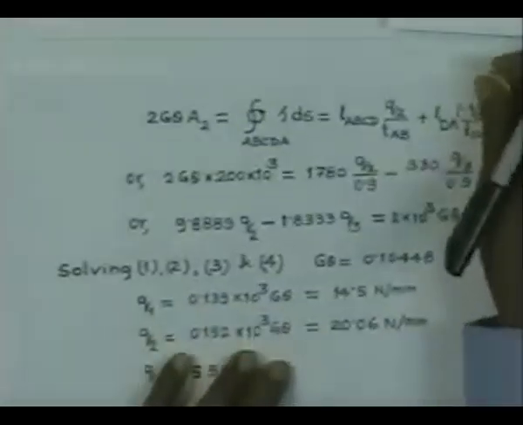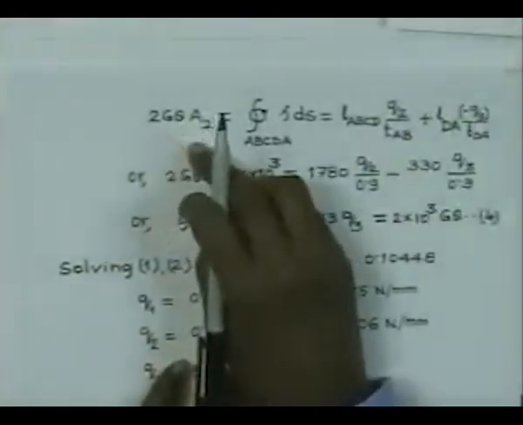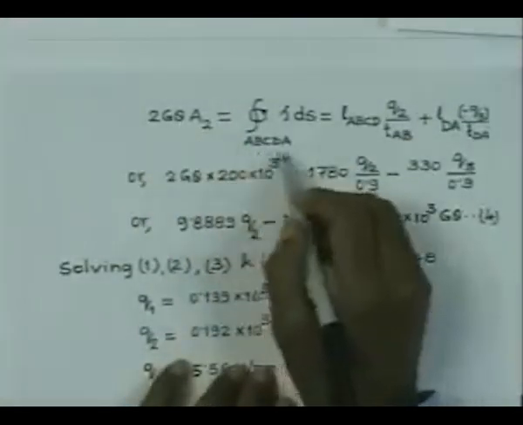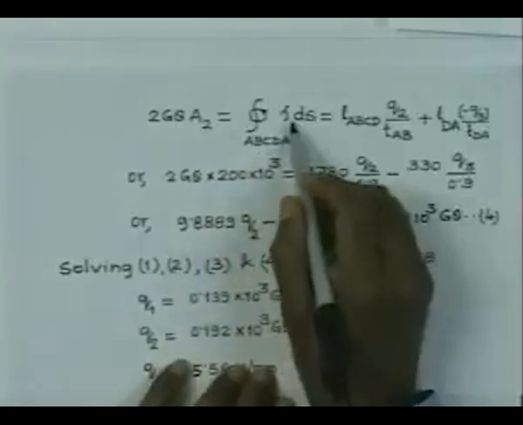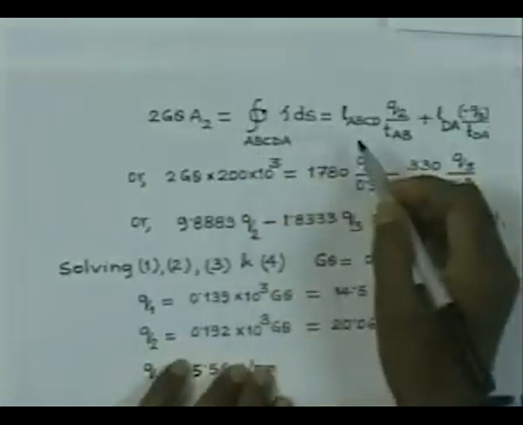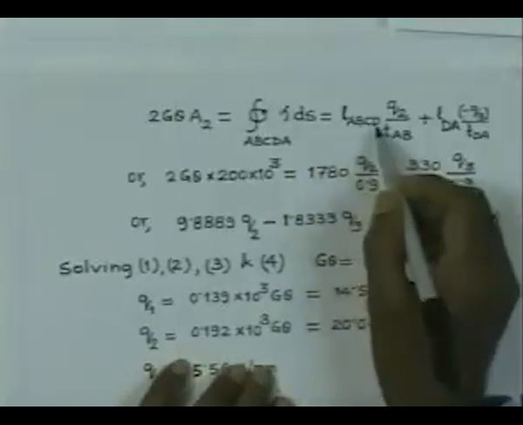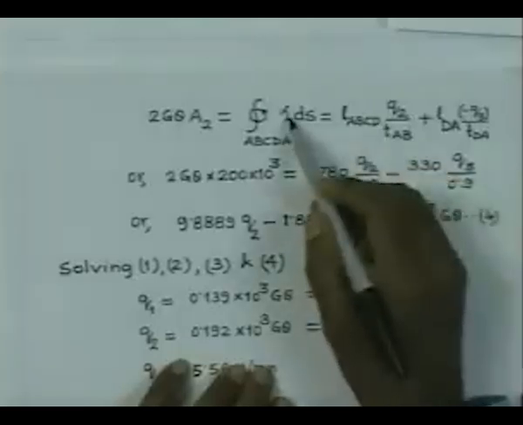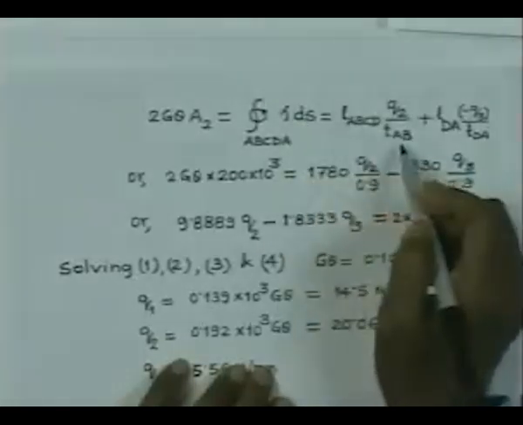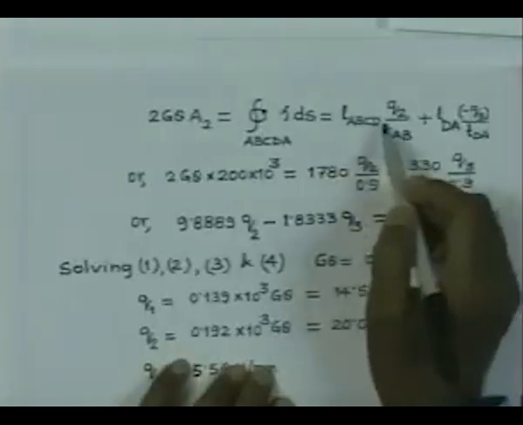Let us consider application of a similar relationship for the second loop, which is nothing but A, B, C, D, A. We can write 2 G theta into A2 is equal to the integral over the whole loop A, B, C, D, A of tau into ds. Since the thickness over the portion A, B, C, D is constant, we can replace this by Q2 by the thickness TAB and the length of the portion ABCD.